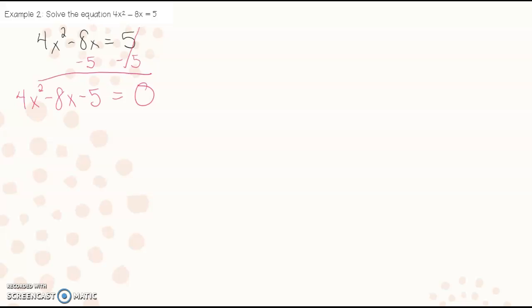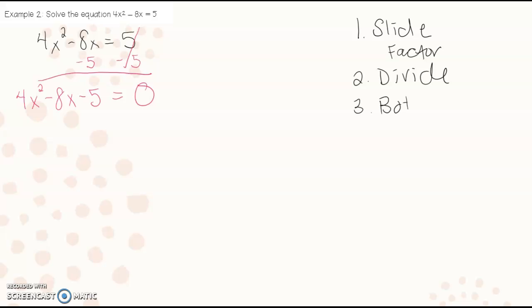Now I have my equation set equal to 0. So then we can start our factoring process, which again, we need to slide, then factor. We will need to divide, and then we will need to move the bottoms up. So let's do that first step, which was to slide. So let's take this 4 and slide it over. When we slide, don't forget, we multiply. So my new equation will be x squared minus 8x, and 4 times 5 would be 20.